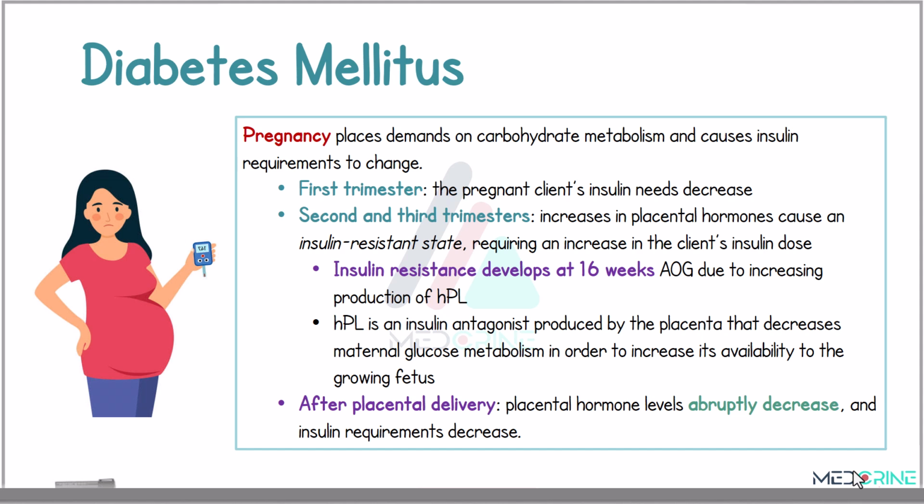There is an insulin resistance that develops at 16 weeks due to an increase in the production of the human placental lactogen hormone. This human placental lactogen is an insulin antagonist that is produced by the placenta, decreasing the maternal glucose metabolism in order to increase its availability to the growing fetus. After placental delivery, the placenta hormone levels abruptly decrease and insulin requirements decrease as well.